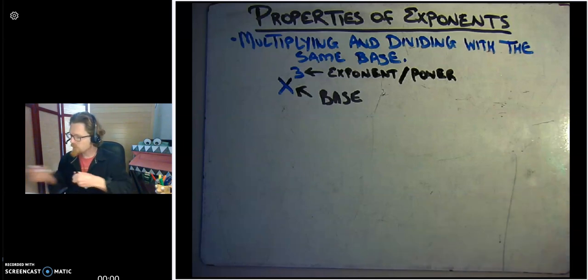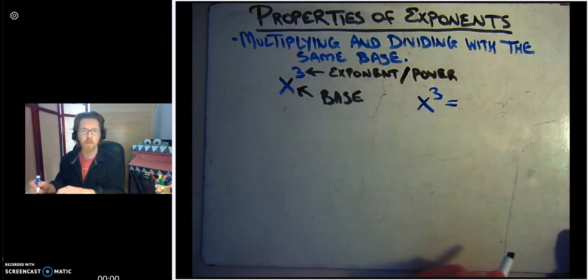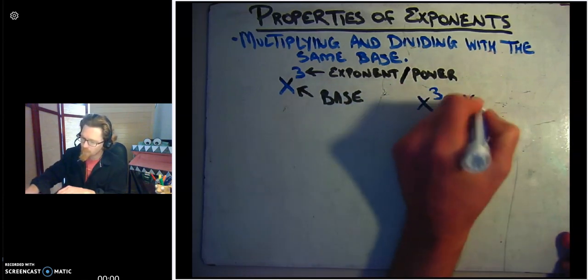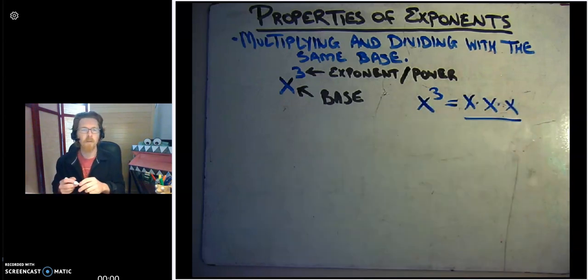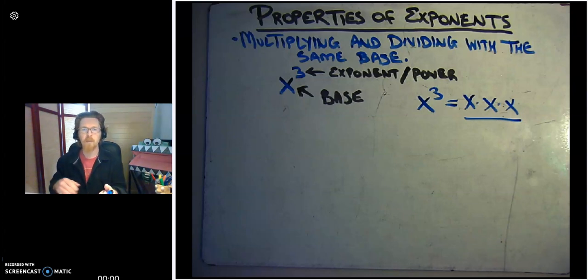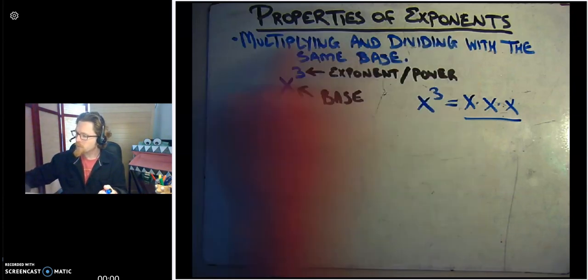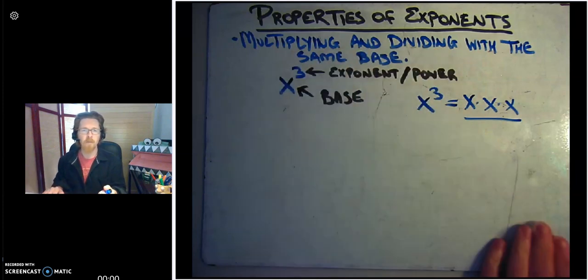So x to the third power is really a shortcut for multiplication: x times x times x. X is multiplied by itself 3 times. Now, when we start doing math with exponents, we start to notice some patterns, and so we've developed some properties that involve multiplying and dividing with the same base.